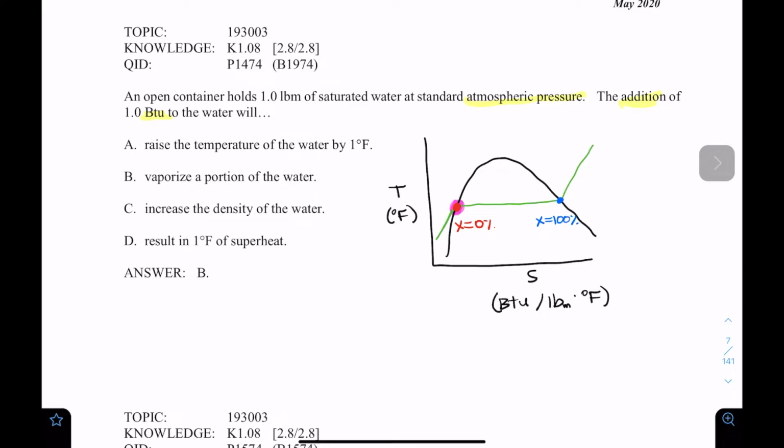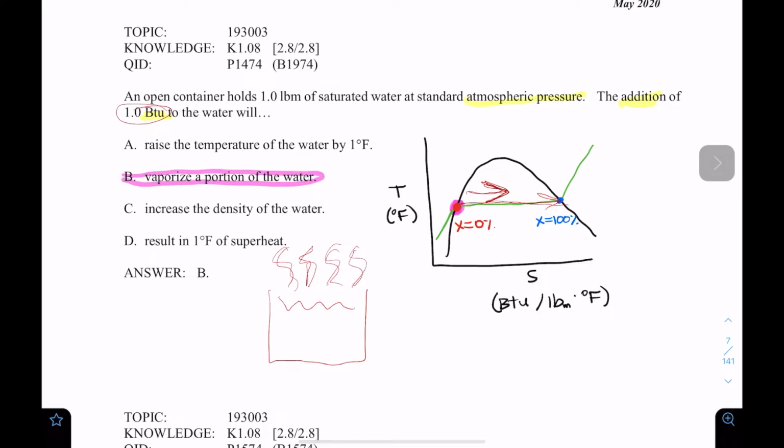So I'm adding 1 BTU to the water. I'm adding heat to the water. So what's happening? We already talked about this. I add heat, right? I start vaporizing if I'm in a saturated condition, because some water starts turning into vapor. I'm changing the quality of the mixture. So therefore, Bravo is the answer.